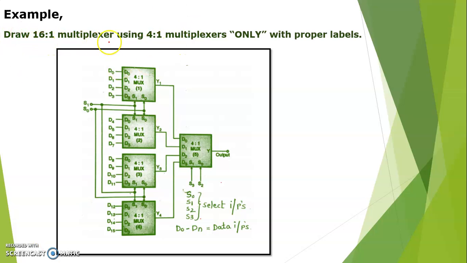Draw the 16:1 multiplexer using 4:1 multiplexers only, with proper labels. First we take four 4:1 multiplexers, then one more 4:1 attached to their outputs: 4 into 4 gives 16. We have 4 select inputs, 2 select signals for each stage. Each first-stage mux has 4 data inputs. There are outputs Y1, Y2, Y3, Y4, and you will get 1 final output. So D0 to D15 data inputs, this is the example.